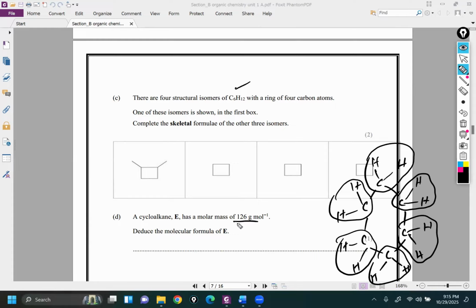Now they give us the molar mass and they are asking for the molecular formula. The easy way to reach the answer is to work out 126 divided by 14. 14 is the mass of carbon and 2 hydrogen. When you divide this, you will get 9. So the best option is C9, and then hydrogen will be double, and its Mr is 126.